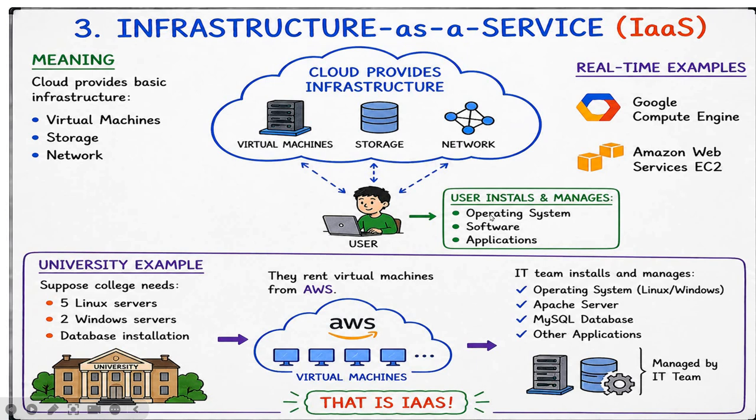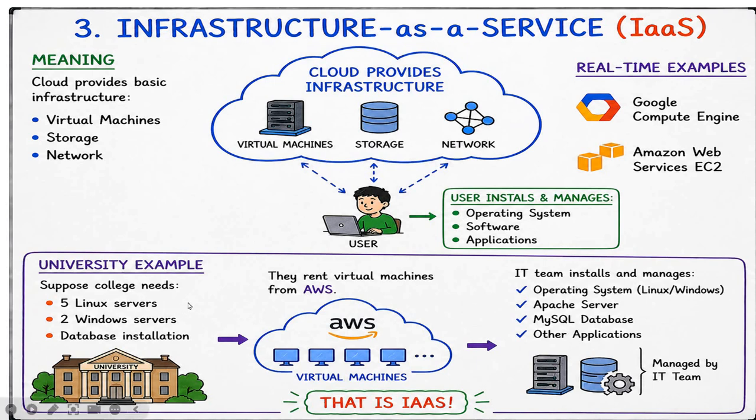Some examples of the infrastructure as a service providers are the Google Compute Engine and the Amazon Web Services EC2. Now, a major concept which is highlighted here is the division of the responsibility. That is, a cloud provider manages the underlying hardware, then data centers, storage systems, and the networking infrastructure. Meanwhile, the user is responsible for installing, configuring, and maintaining the operating system, software, and the applications. And this gives the users great flexibility and control compared to other cloud service models.